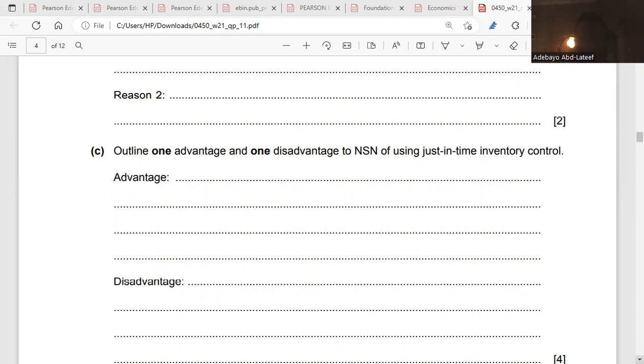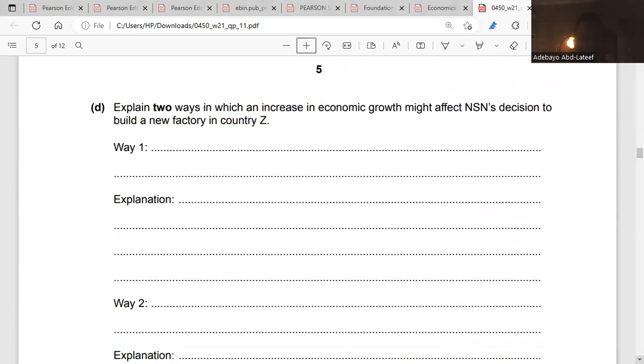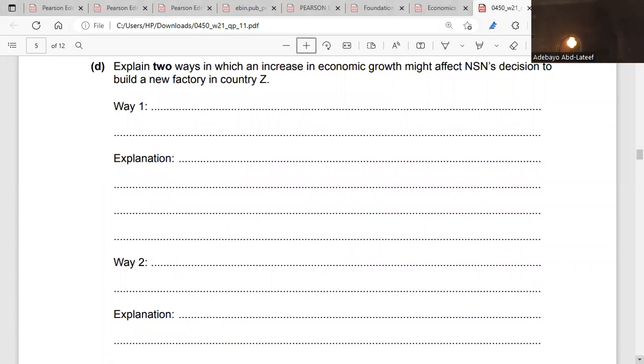Explain two ways in which an increase in economic growth might affect NSN's decision to build a new factory in country Z. So one way, economic growth means that output is increasing in the economy. If output is increasing, what does that imply? It means increasing demand in the economy. If demand is increasing, it's good for NSN because the demand for its products will increase. As a result, revenue will increase for NSN.